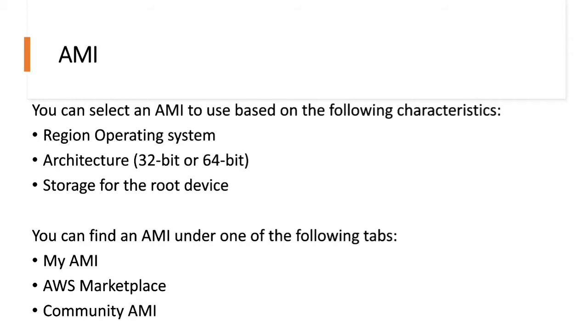And you can also find the AMI under the following tabs. You can have your custom AMIs, that is in the My AMI tab. Then you can actually buy certain AMIs, or you have to pay the rental charges of it from AWS Marketplace, and also you can use the AMI that are available in the community AMIs, right? So without wasting any time, let us now go to the hands-on of our AMI.